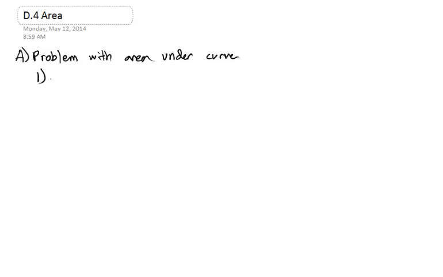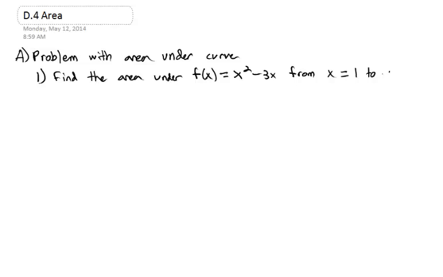Let's set up this problem by finding the area under f of x equals x squared minus 3x from x equals 1 to x equals 3. And we found out in yesterday's video that the area under the curve is simply the integral in that range from 1 to 3 of the function x squared minus 3x dx. And we can easily evaluate that.